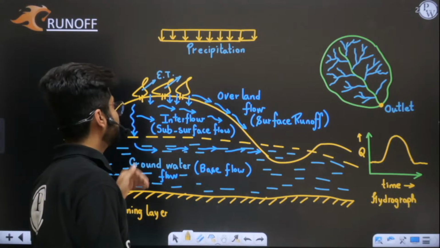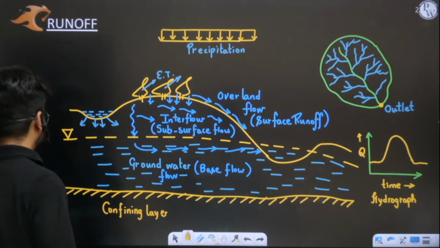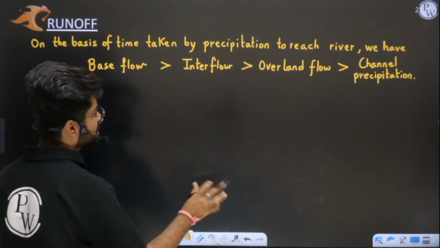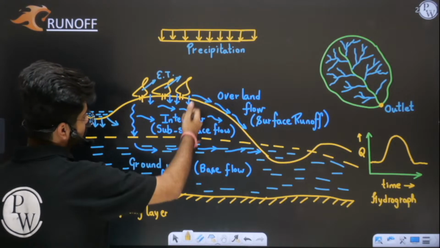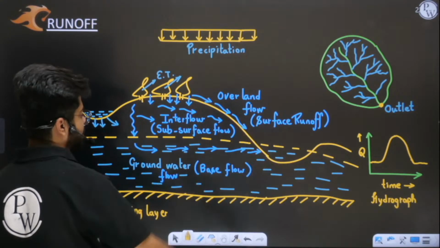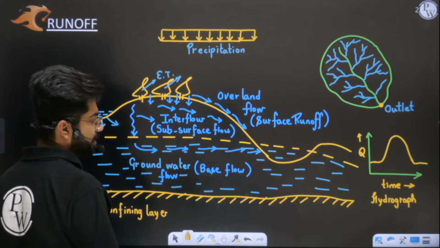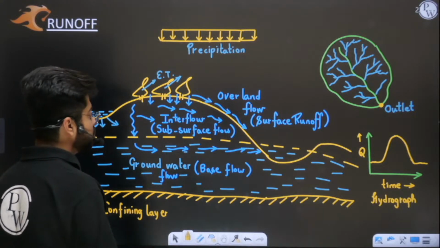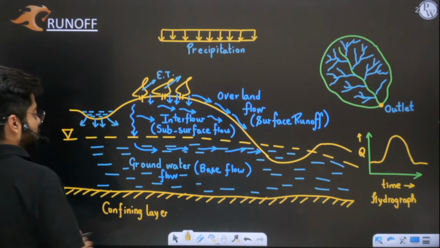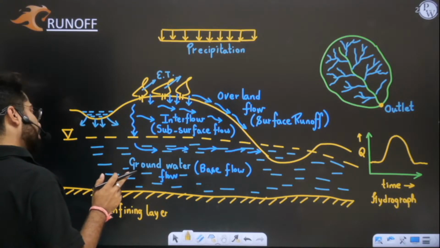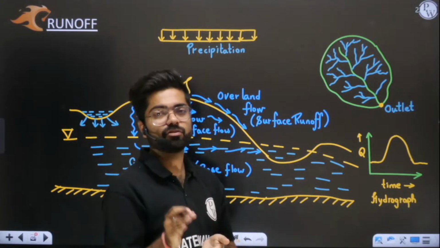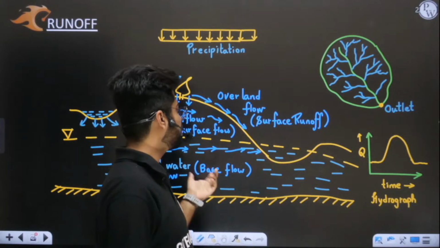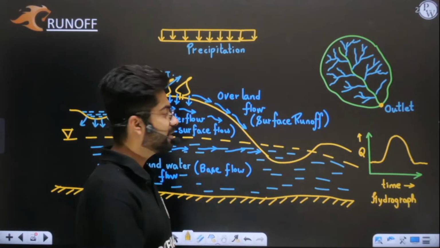So basically this runoff can be decomposed or classified into three components. Yes or no? Is this thing perfectly clear? Understood? Now, you need to understand one thing: after rainfall, some water will reach quickly, some water will take time. The water which is taking time is known as base flow.